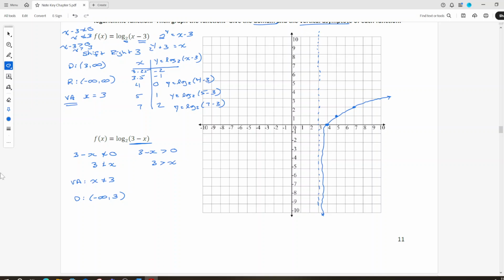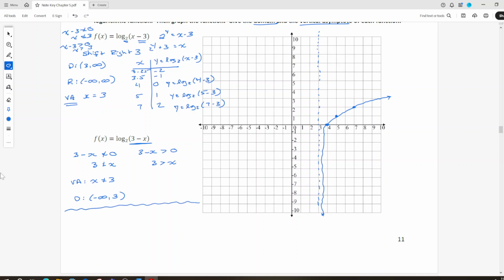Now I know this even without thinking about transformations. Okay, so the first one I did with transformations, I was like, okay, I shifted right 3. That moved my vertical asymptote, that moved my domain. For this one, I'm kind of going backwards. I'm saying, hey, let's figure out the vertical asymptote and domain first. The vertical asymptote comes because you can't take the log of 0. So 3 minus x cannot equal 0. The domain comes because you can't take the log of a negative number. So 3 minus x has to be greater than 0, so x has to be less than 3.